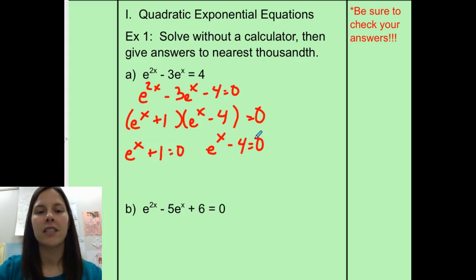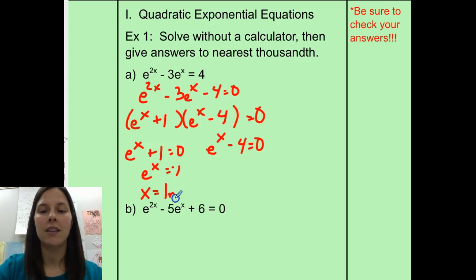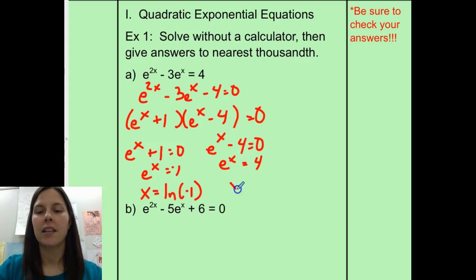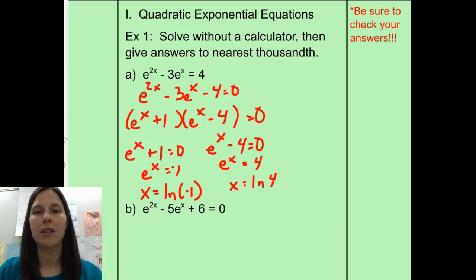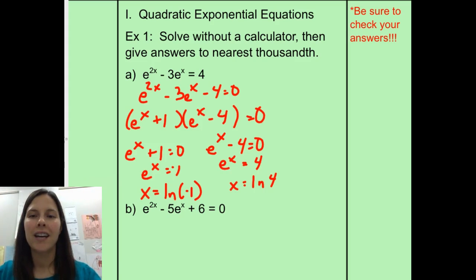It said first give exact answers. So we have e to the x equals -1. Taking the natural log of both sides to cancel my e. Second one, adding 4 to both sides and taking the natural log to cancel my e. So my exact answers would be the natural log of -1 and the natural log of 4.